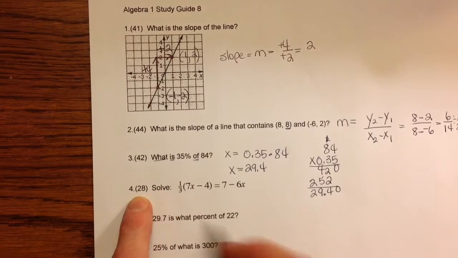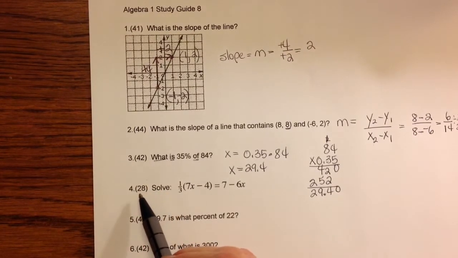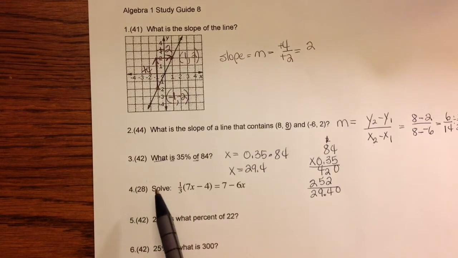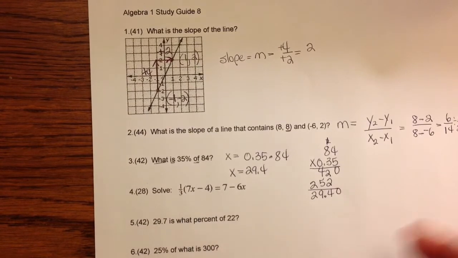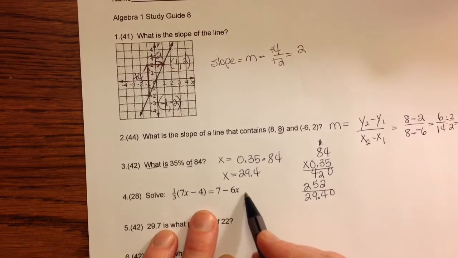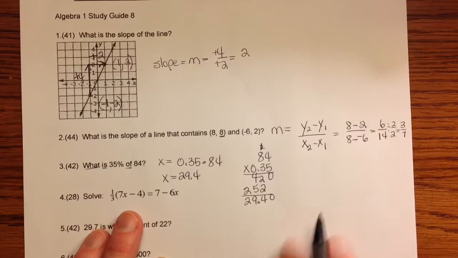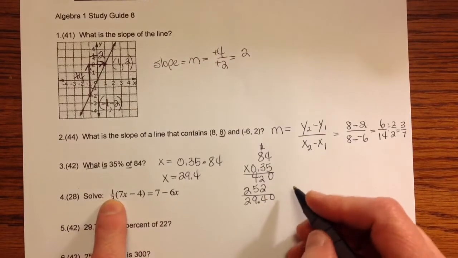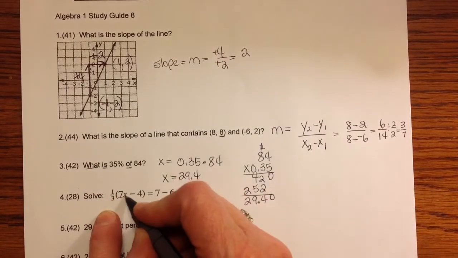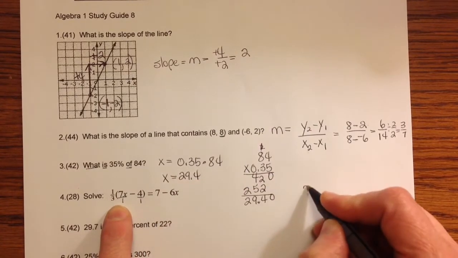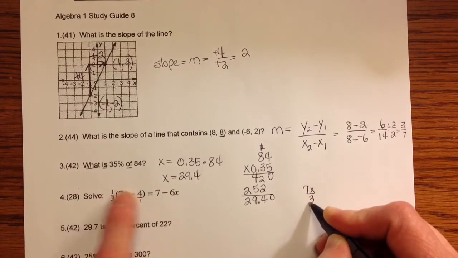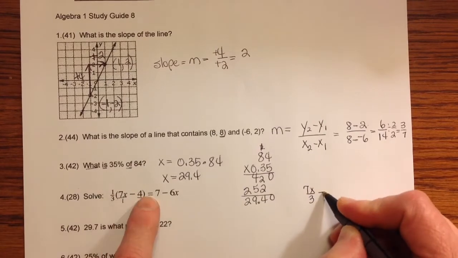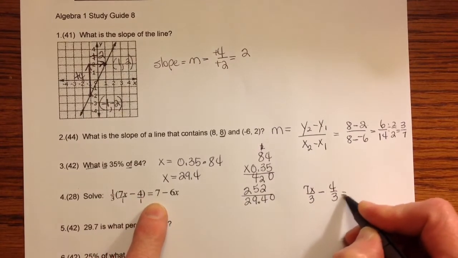Number 4, it says lesson 28. I think we actually did this. I think it's 27C. It's the lesson on equations with fractions. Now in this case you're distributing a fraction, so if you'll watch me set it up, I think you can see it. If I come over here and distribute my 1/3, I'll have 7x over 3. It's just 1 times 7x, 3 times 1, minus 4/3 is equal to 7.